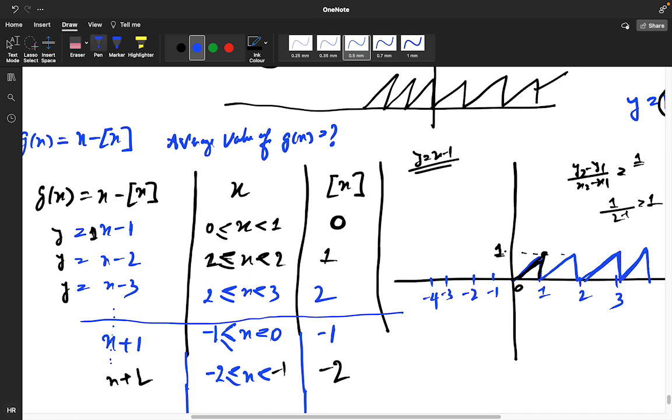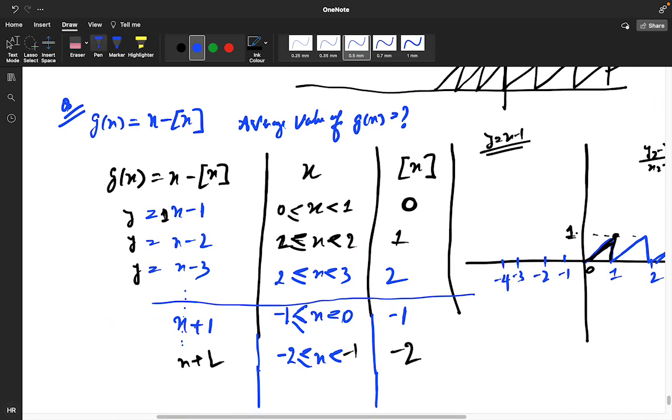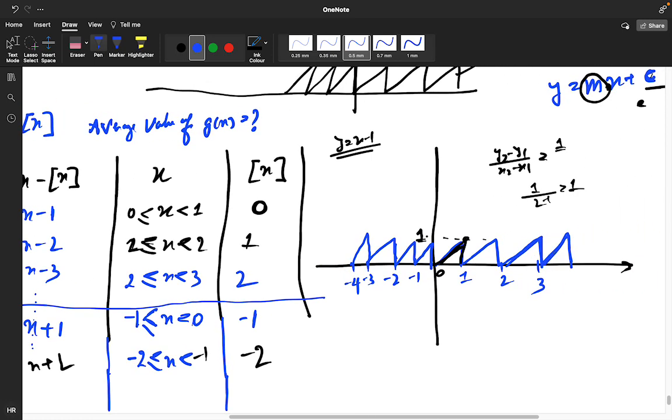Like that. And the next, if you come to the negative part, the slope is again 1 only. Again you are getting 1 slope only. Okay, so you are getting the particular equations like this.